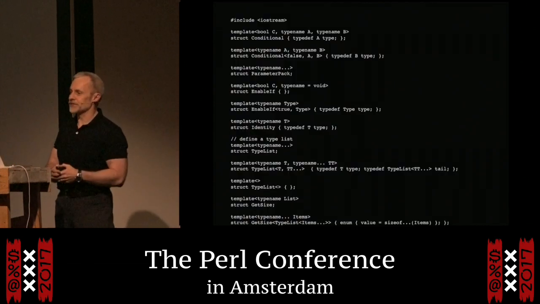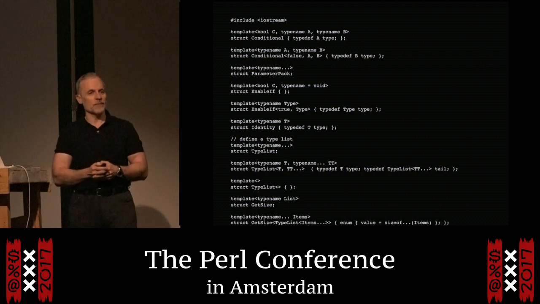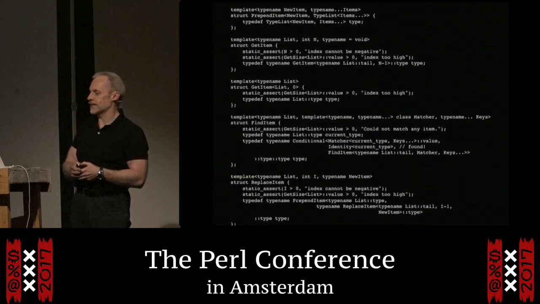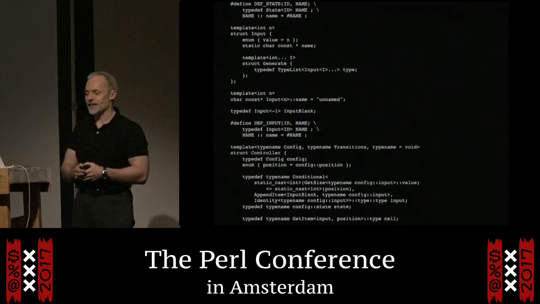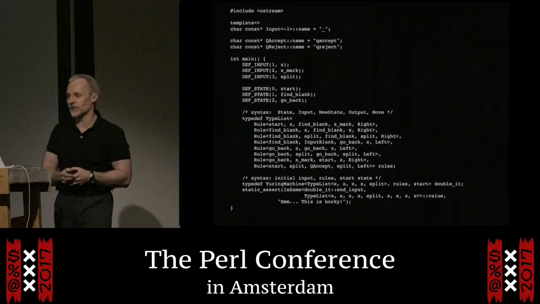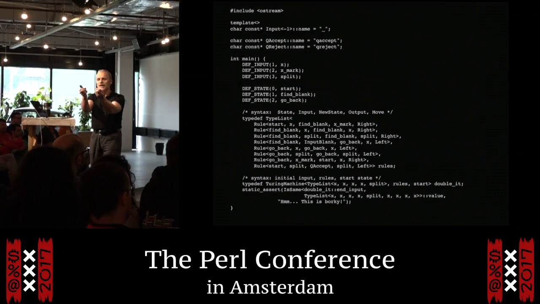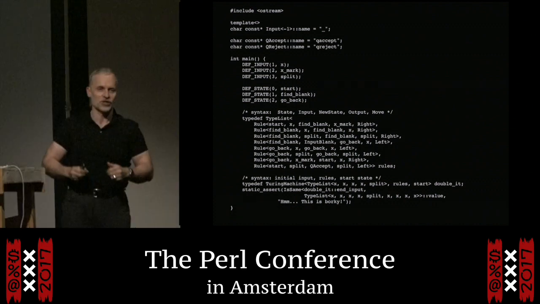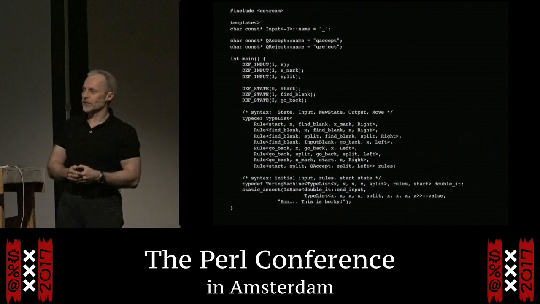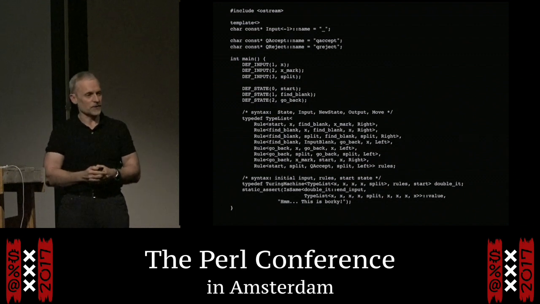This is not implemented in C++, this is implemented in the C++ template mechanism. This entire program consists of template declarations, and then in the main, you just declare a couple of variables. There's no executable code in this at all. The very act of compiling this runs the Turing machine for you, which pretty much tells you everything you need to know about C++.